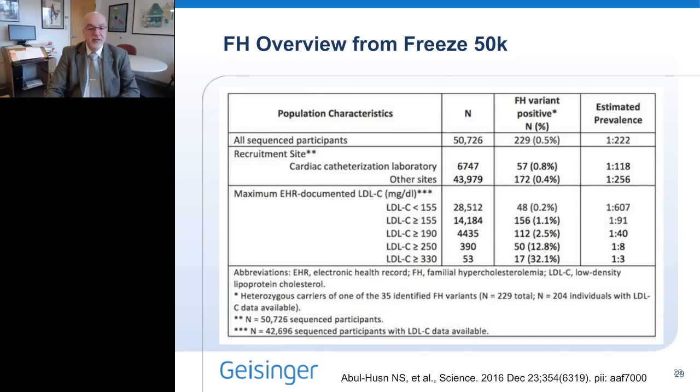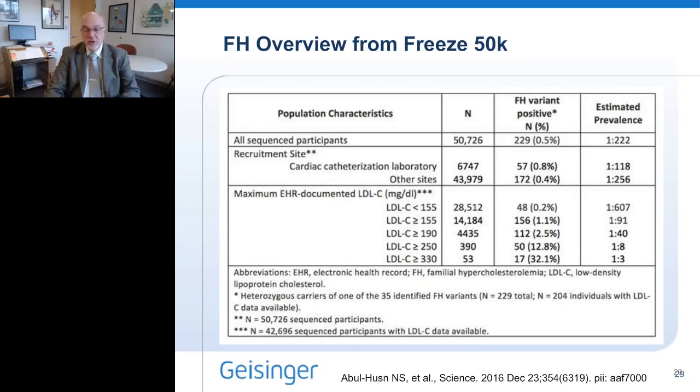prevalence of variants based on the maximum documented LDL cholesterol in the electronic health record. What I mean by this is in lipid profiles, if an individual's had multiple lipid profiles, we look at the highest LDL cholesterol that is noted. You can see what you would expect to see, which is if you have a relatively low LDL cholesterol, less than 155, which is the majority of the population, we see a prevalence of about 1 in 600 for pathogenic variants. Whereas if you move to the other end, LDL cholesterols that are extremely high, greater than 330, the prevalence here is 1 in 3.